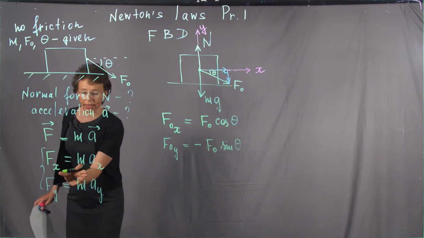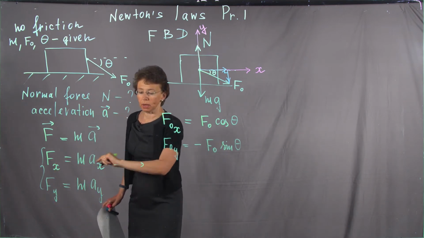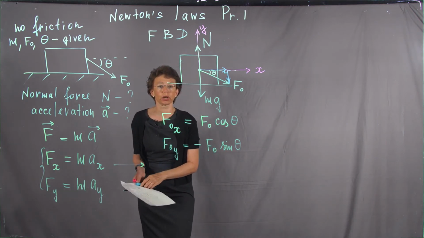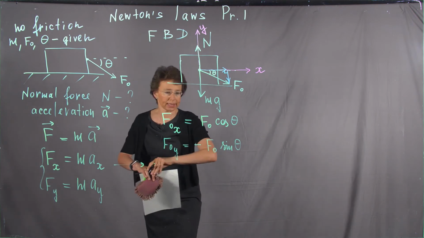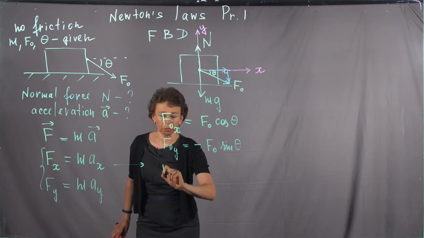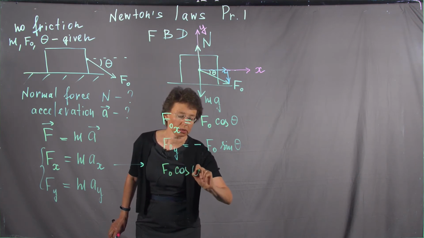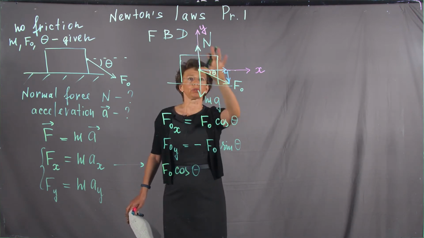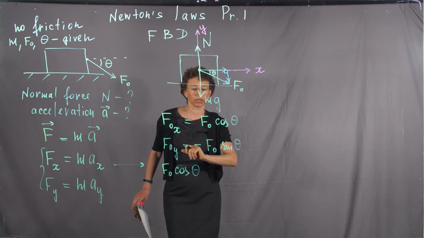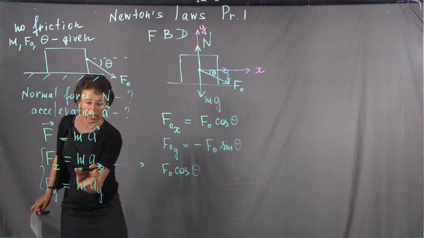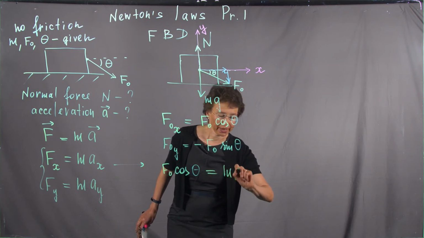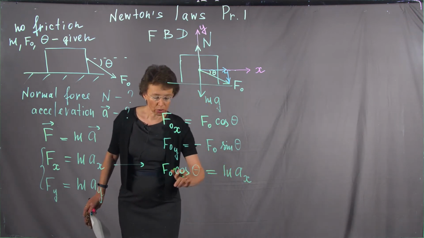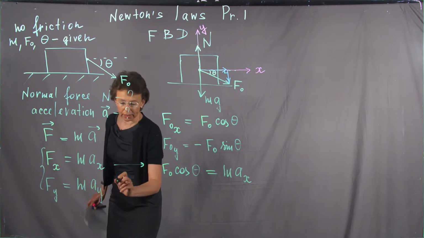Now I'm ready to write F x equals m a x. So what is my net force in x direction? I will change the color; let's stay with green. So x component will be F naught cosine theta. There is no other x component of all forces that are drawn here on the free body diagram. So I'm done with F sub x, and this is equal to m a x. I need to find acceleration, I don't know it. And second equation that I will write is F y equals m a y.